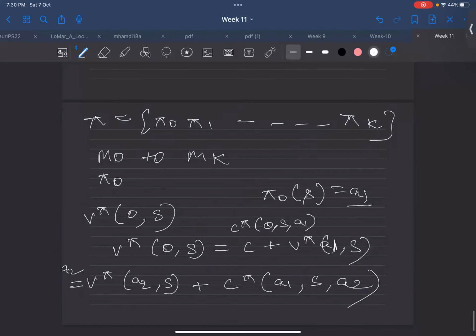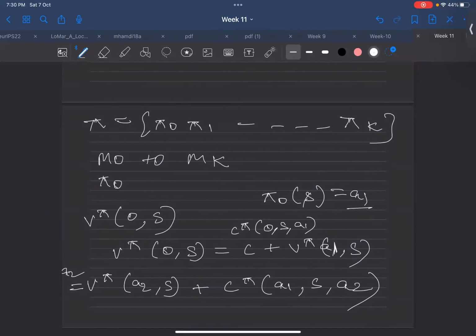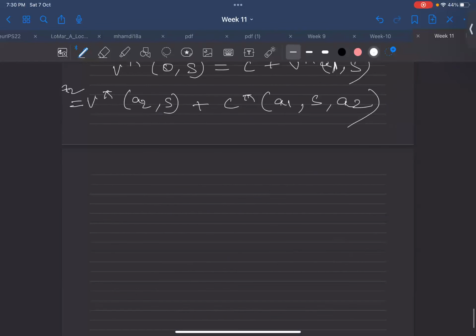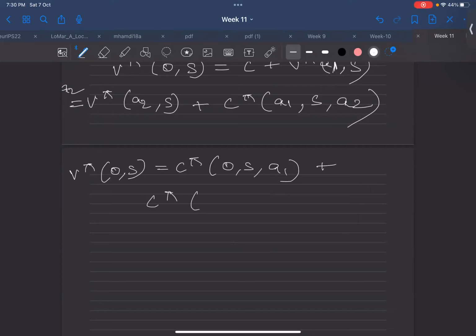The first one is the completion function of zero, the zeroth machine. The second one is the completion function of the first machine, and so on. I can write the whole equation as it is, right? C pi 0 S A1 plus C pi A1, A2, A1S. Correct.